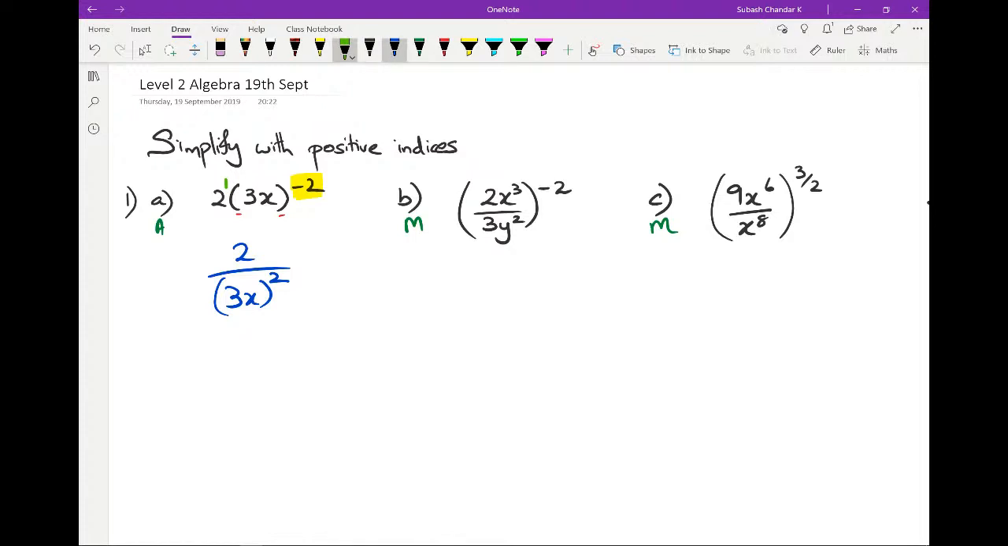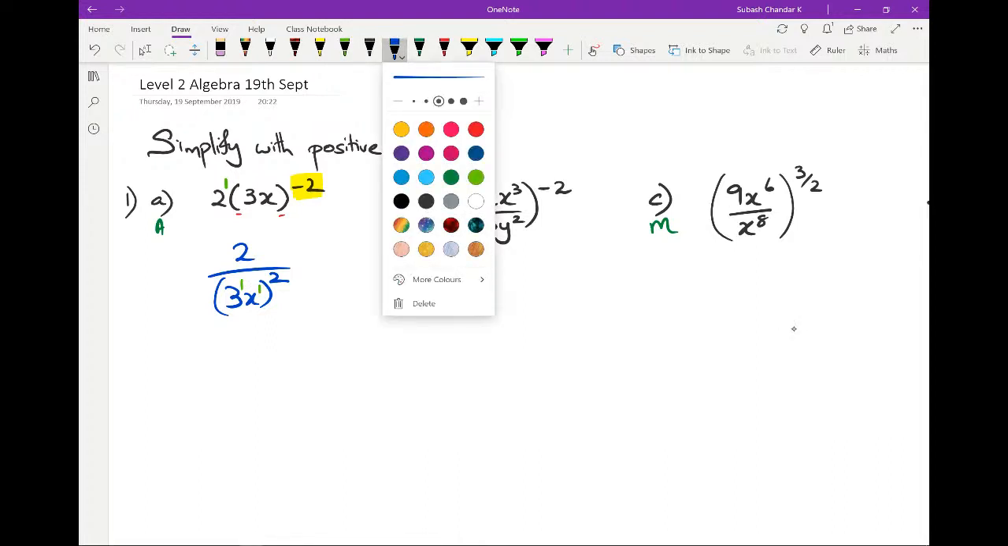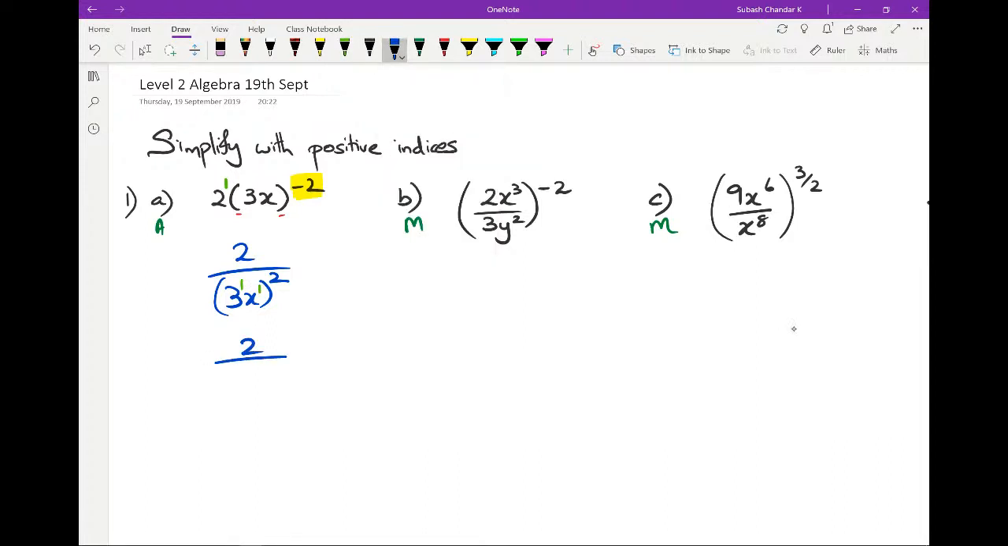So then what we need to do is expand the 3x squared. Remember that 3 has a power of 1 and x also has a power of 1, which means we can rewrite this as 2 over 3 squared and x squared. Simplifying this, we get 2 over 9x squared. Kind of nice to start very easily. So that's an achieved question right there.